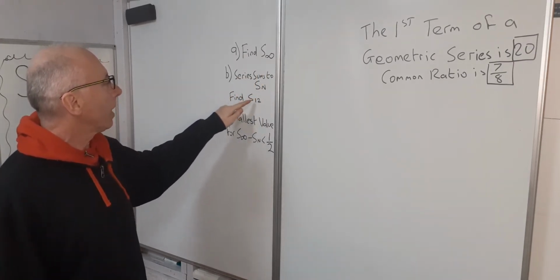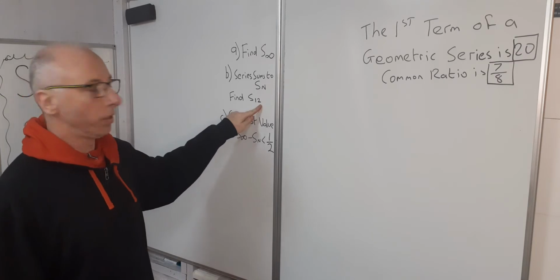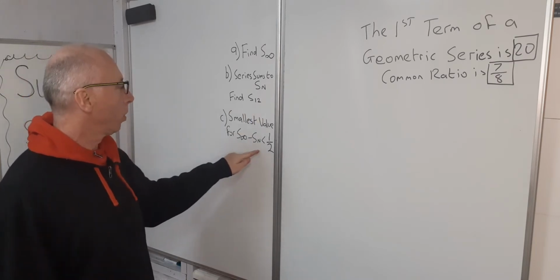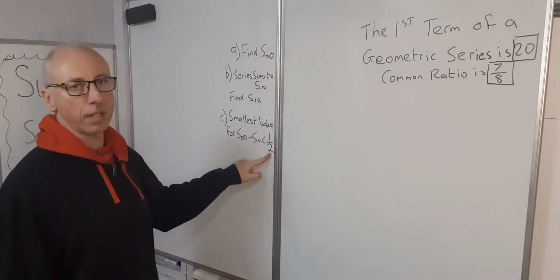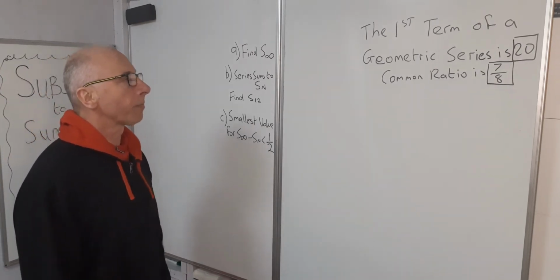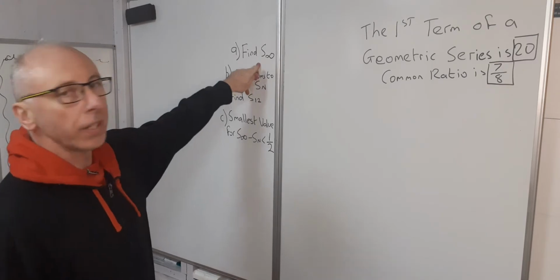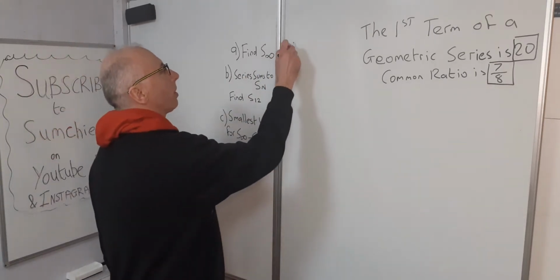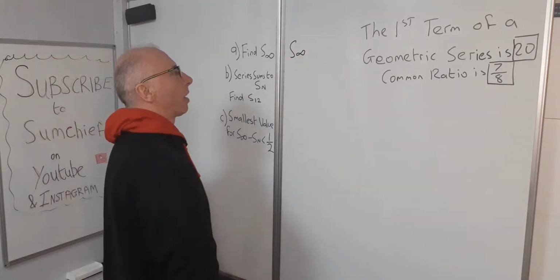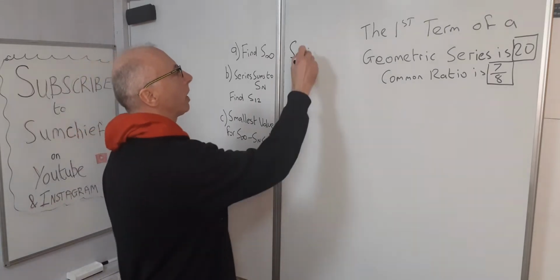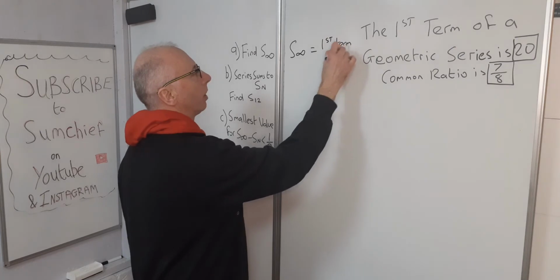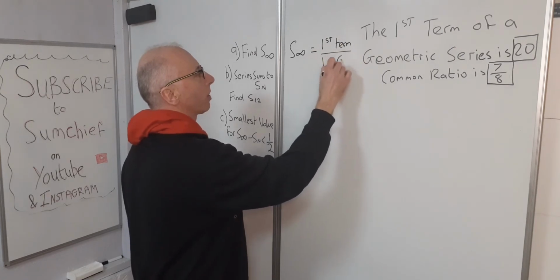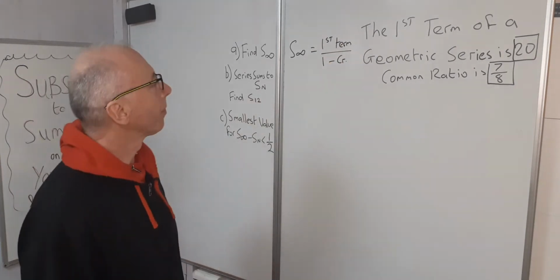The series sums to Sn. Find the 12th one in the series, and the smallest value where the infinite term minus the nth term is a half. So where do we start? Find the infinite sum of the series. To do that, what we need is the first term divided by 1 minus the common ratio.